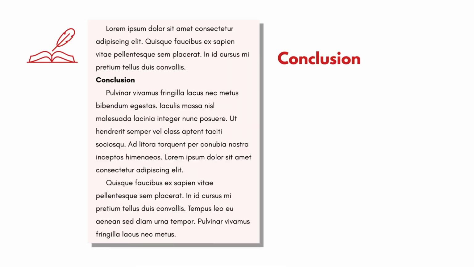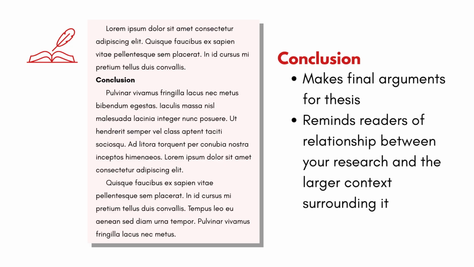Another section that papers in the humanities share with those in the sciences is the conclusion. This is not a summary, but a chance for you to make your final argument for your thesis. This section also serves as an opportunity for you to remind readers of the relationship between your research and the larger context it exists within.